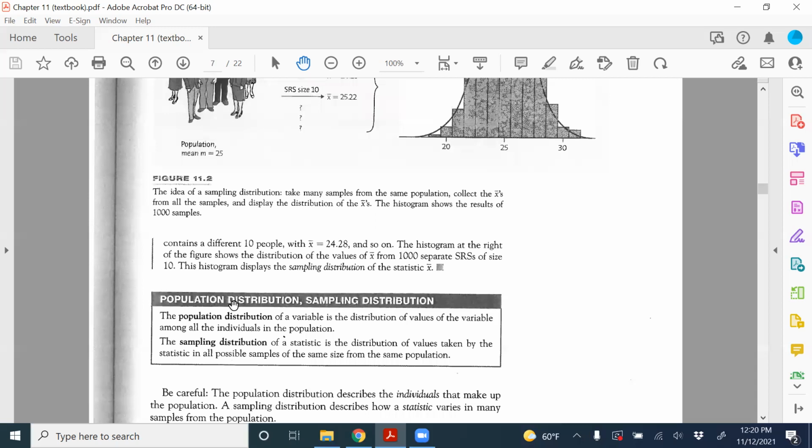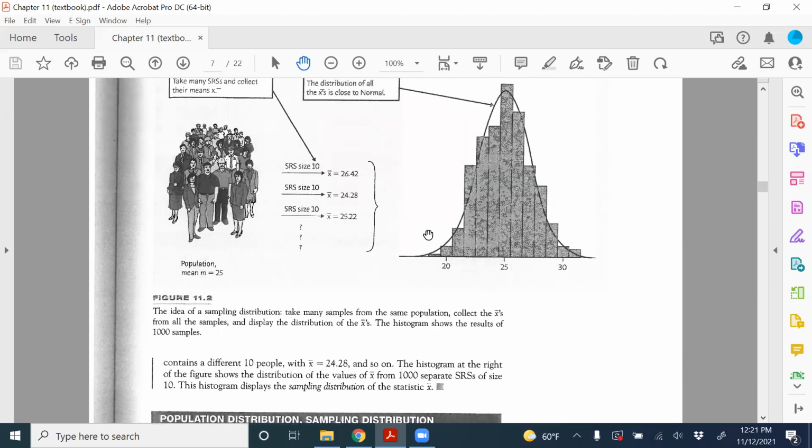We talked about this. So the population distribution is obviously what we expect for all individuals. So say, for example, I made a histogram of all the people's ages at Sacred Heart Prep. I mean, we figure some people might be 14, some people might be 18.